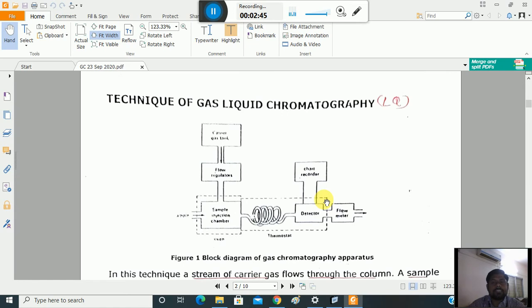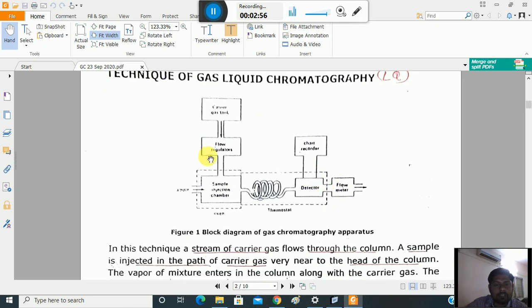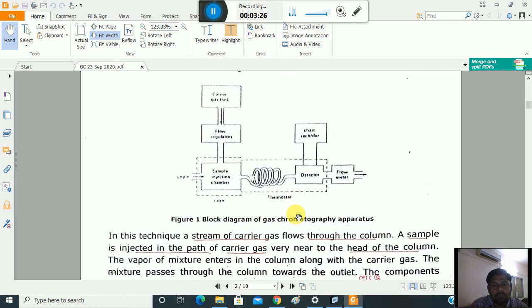The technique of gas liquid chromatography is a long question in the university, with 5 marks weightage: the instrumentation of gas liquid chromatography with a neat and labeled diagram. Those are the components of the GC technique. Okay, the carrier gas inlet, the flow regulators, the chart recorder, the flow meters, the detector, the column, the sample injection system, and here is the input of the sample. Okay, the whole assembly is put in an oven, and that part of the assembly is set at a thermostat system. That is a block diagram of GC.